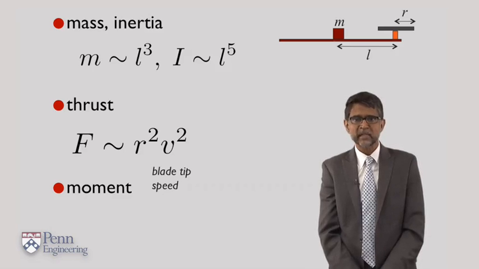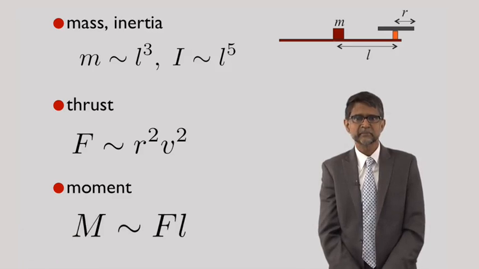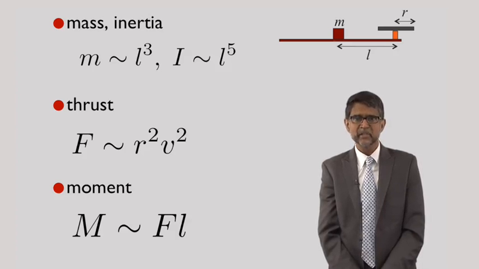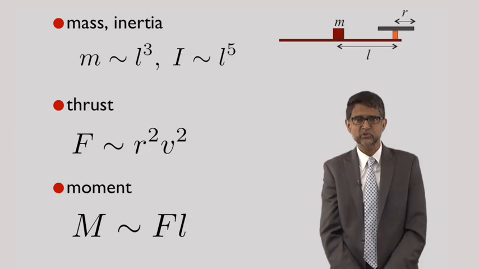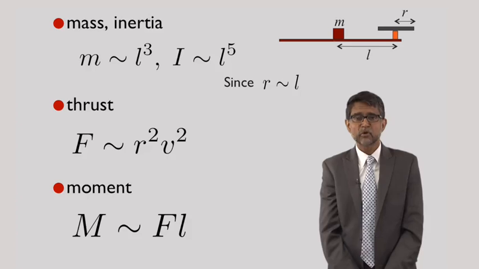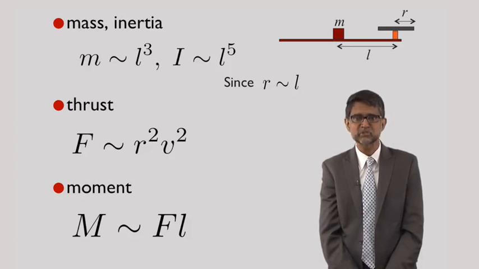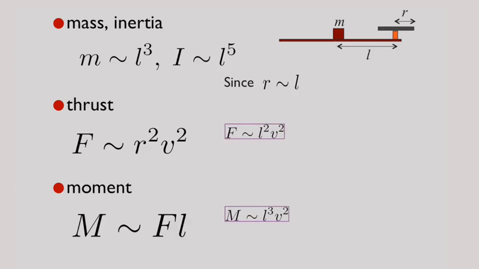Let's now look at the moment that can be generated by a vehicle like this. Well, clearly if you apply a thrust F on each rotor, the moment that you can apply scales as force times length. So if F is the thrust and L is the characteristic length, then the moment scales as F times L. Now let's assume that the rotor size scales as the characteristic length. And this is reasonable to do because this is a geometric constraint. In this setting, the thrust goes as L squared times V squared, and the moment goes as L cubed times V squared.